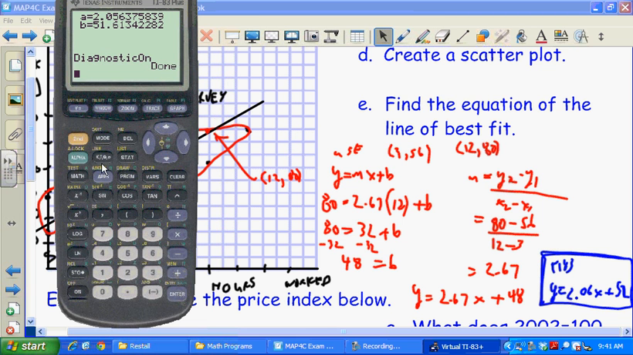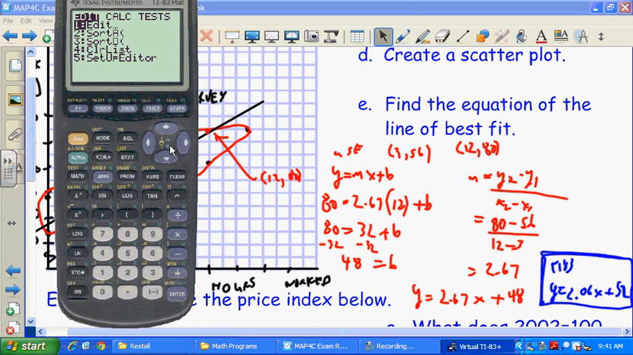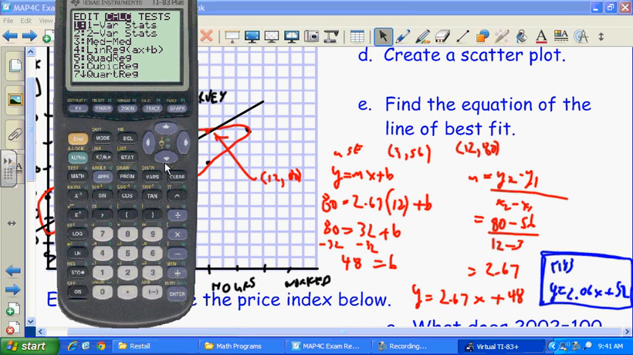Diagnostics on, and then I'd have to do stat, calc. I have to do linear regression again, unfortunately. But it'll give me the same answer, and my R value, an R value of 0.86, means it's a pretty good model, right? And that's what's called the correlation coefficient. That tells me that I've got a pretty good model.